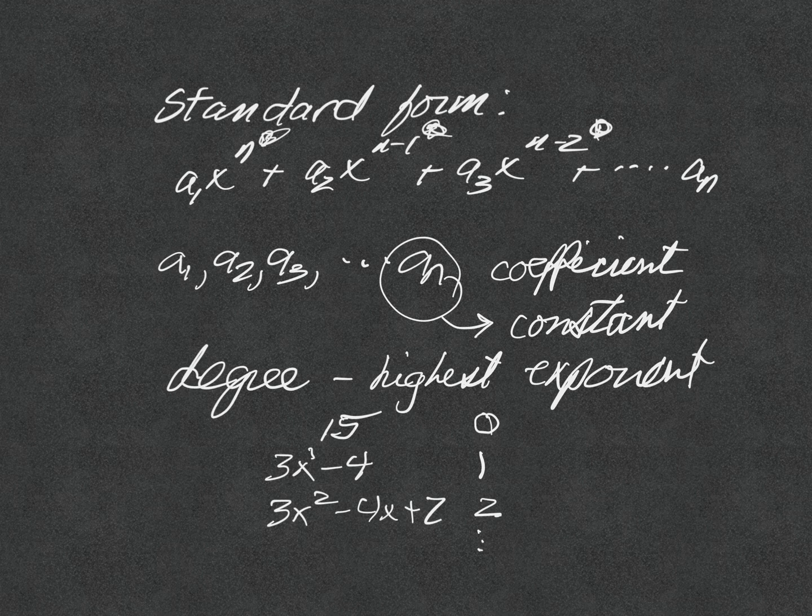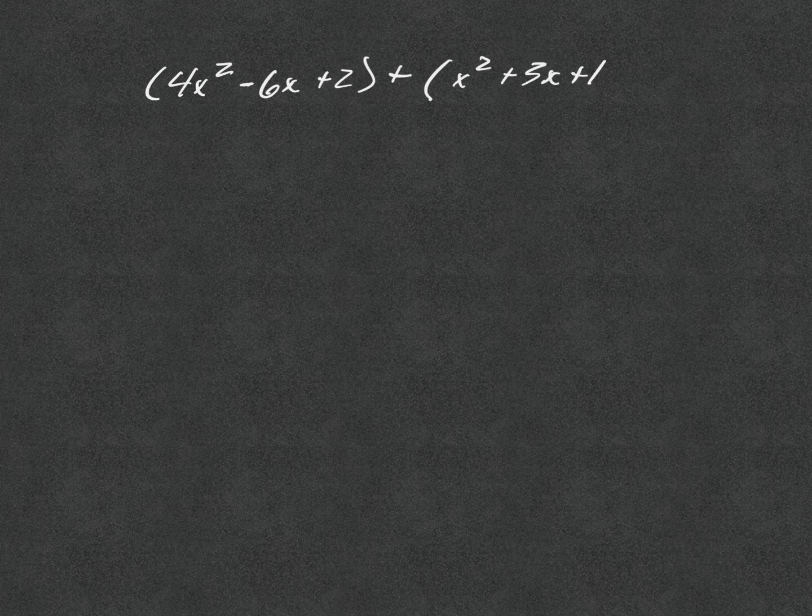So what we would like to do is add polynomials. Suppose I have 4x squared minus 6x plus 12, and I'm adding that to the polynomial x squared plus 3x plus 1. How do you suppose you would do it? Why don't you give it a try, come up with an answer, and then check back. Ready, set, go.